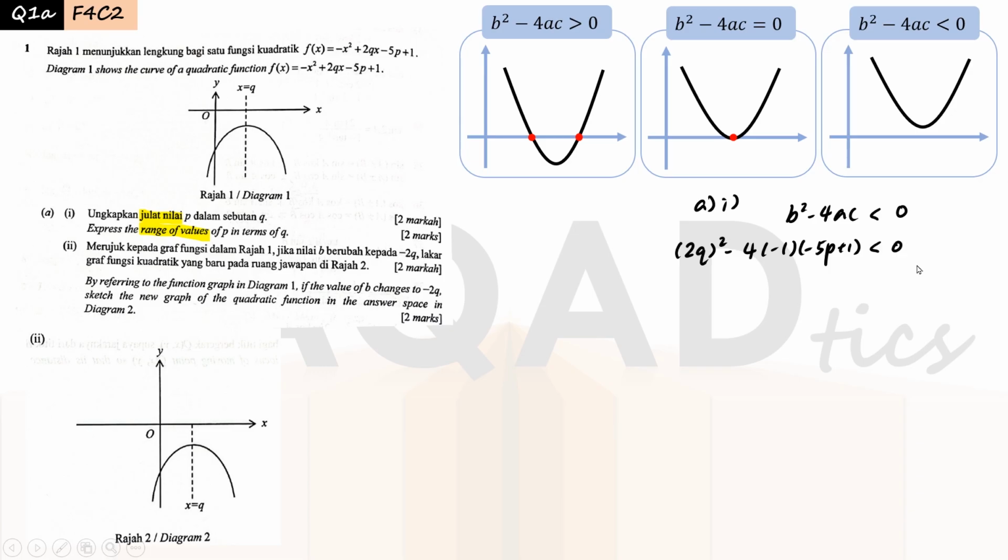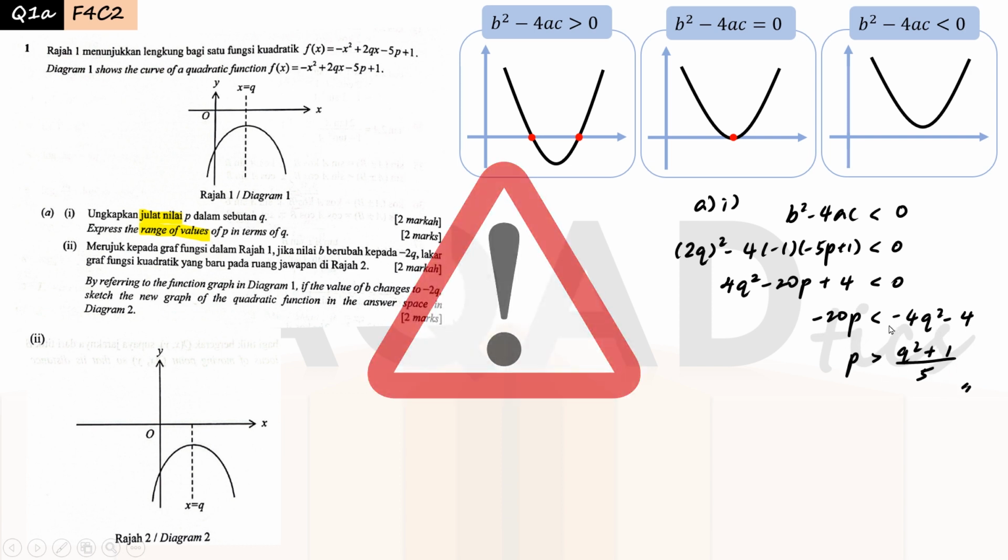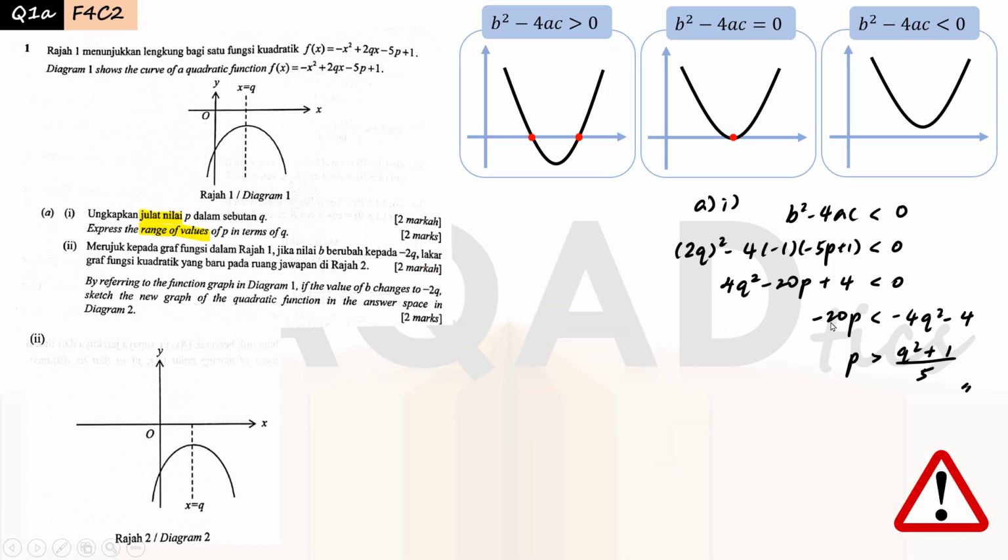Right, and then we just simplify, and we need to make sure that p is on the left side. Right, so everything which is not p, move to the right, and we move the negative 20 to the other side. But make sure, when we move negative 20 to the other side, we need to change the direction of the sign. Okay, and this will be our answer.